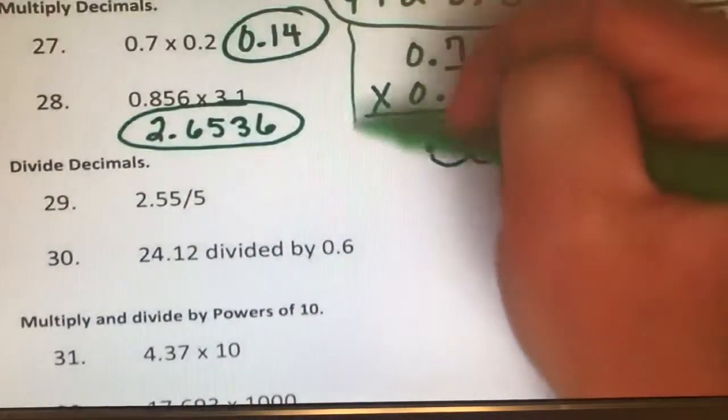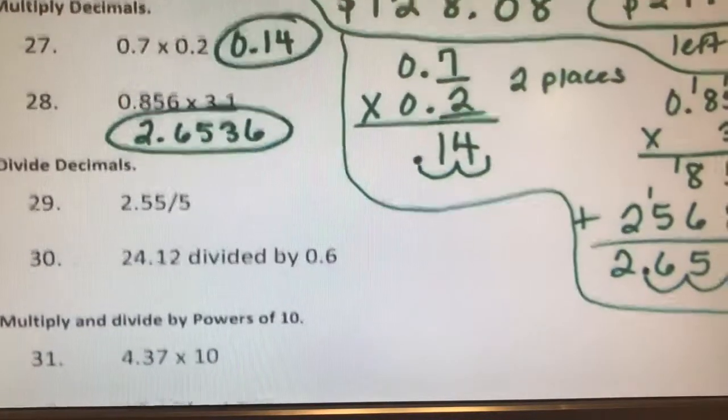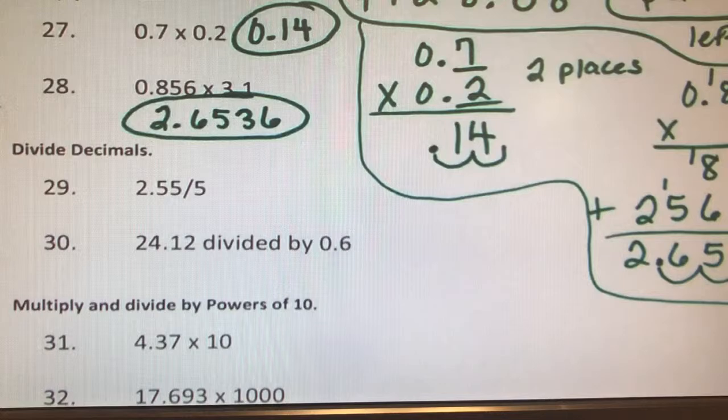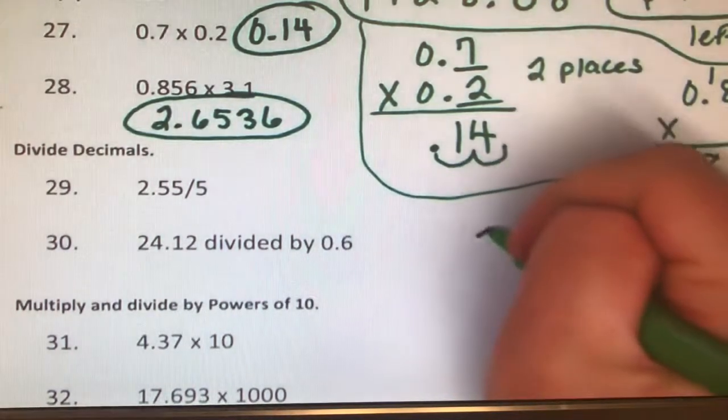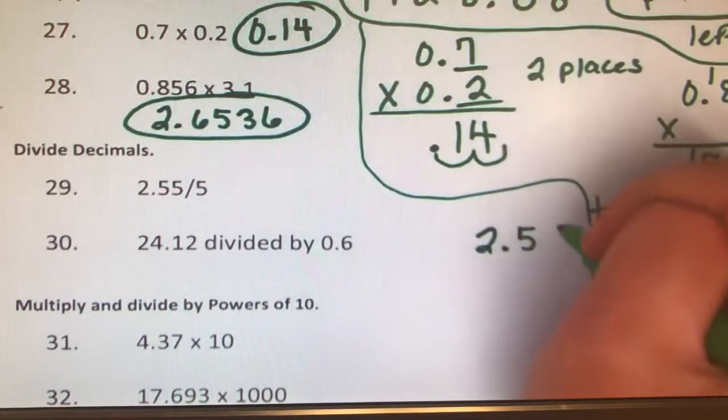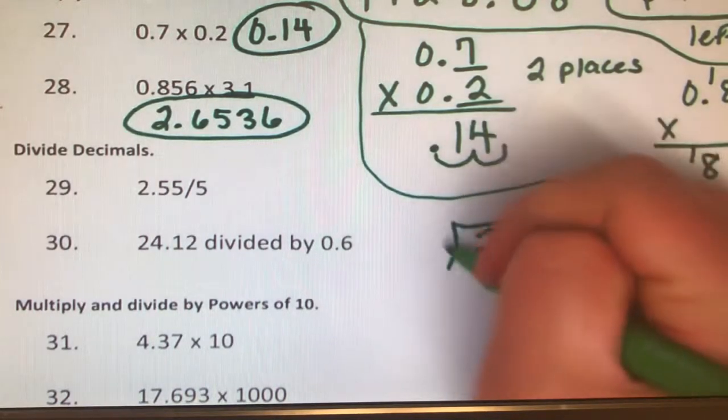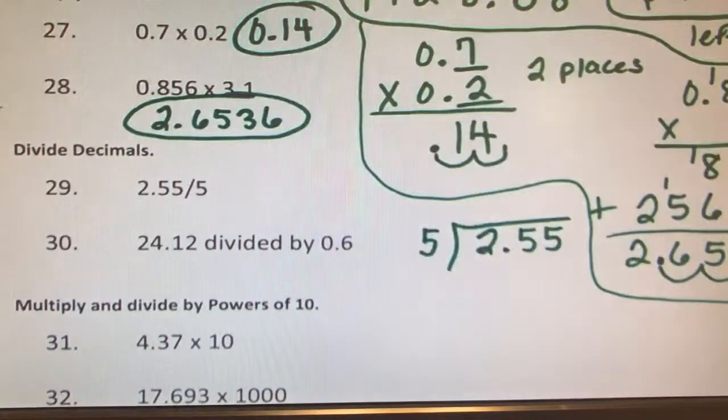Okay, I'm going to separate this a little bit. All right, now let's go on to dividing decimals. So the first one is 2.55 divided by 5. We're going to write it in here just like we would with a little division house. Again, we're learning how to do this by hand.